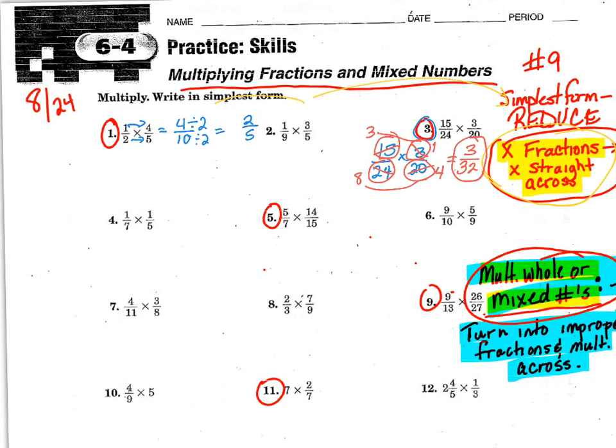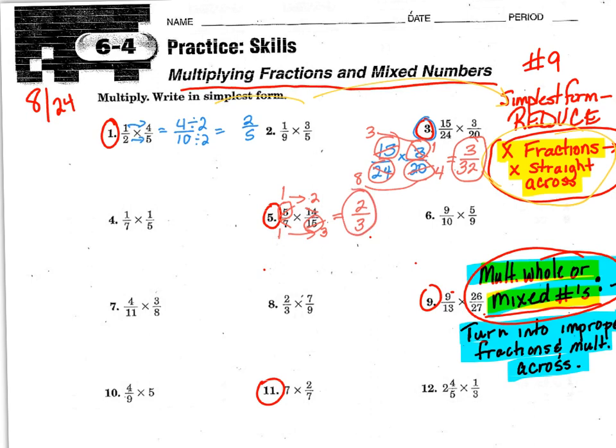Let's look at number 5. It says 5/7 times 14/15. Well, I notice there's a 5. A 5 can go into both of those, so I'm going to cancel if I can. 5 divided by 5 is 1. 15 divided by 5 is 3. Oh, look, 7 also goes into 14, so that's a 1 and that's a 2. Now I can go straight across. 1 times 2 is 2, over 1 times 3 is 3, and that is in its simplest form.